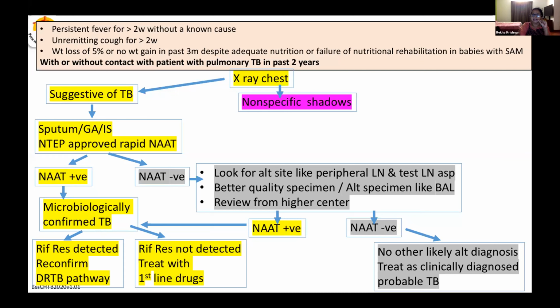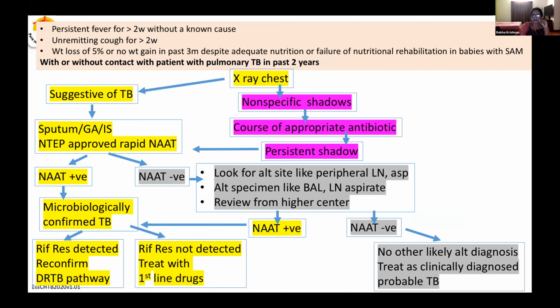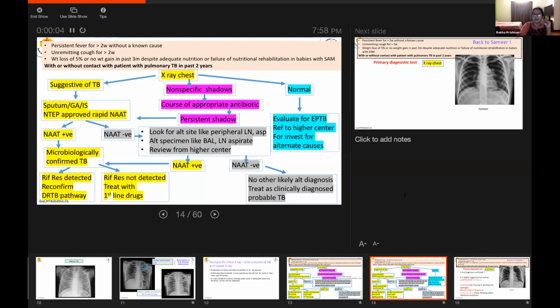And this is the second scenario, where you get an X-ray chest with a non-specific shadow that I have already said. You can give a course of antibiotics, then the same algorithm is continued. Then the third scenario, if the child is having a normal X-ray, then you have to evaluate for extrapulmonary tuberculosis and refer to a higher center if needed, and investigate for alternate causes. This is the basic diagnostic algorithm for pulmonary tuberculosis.